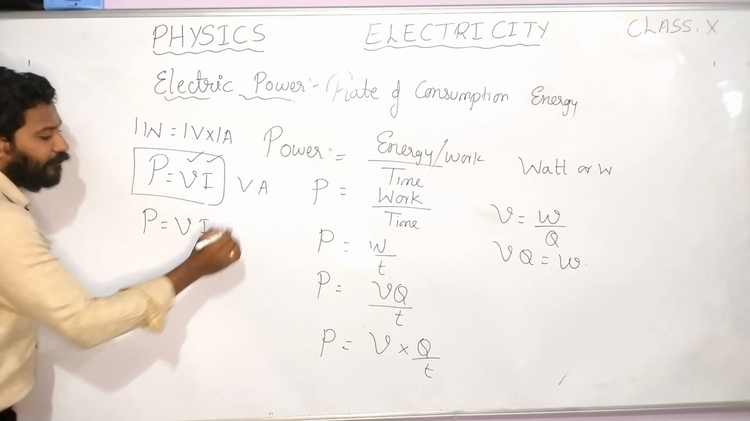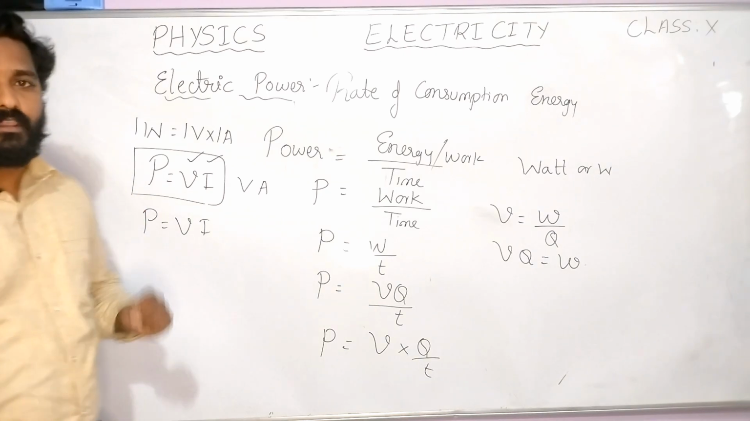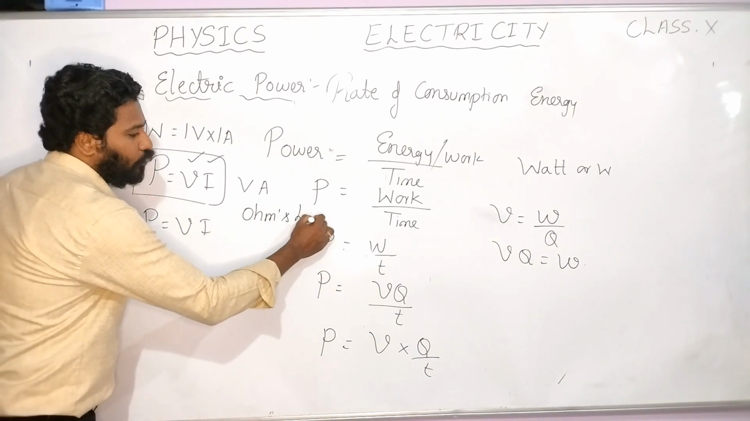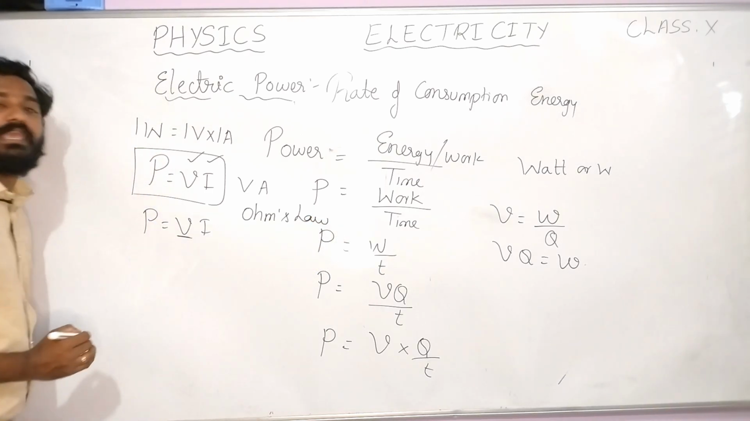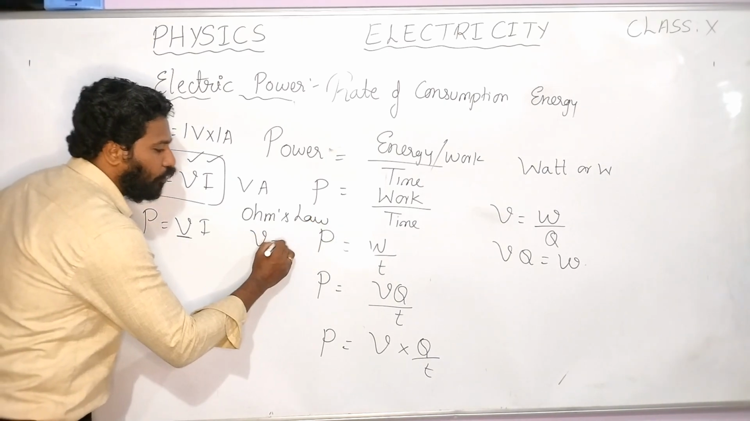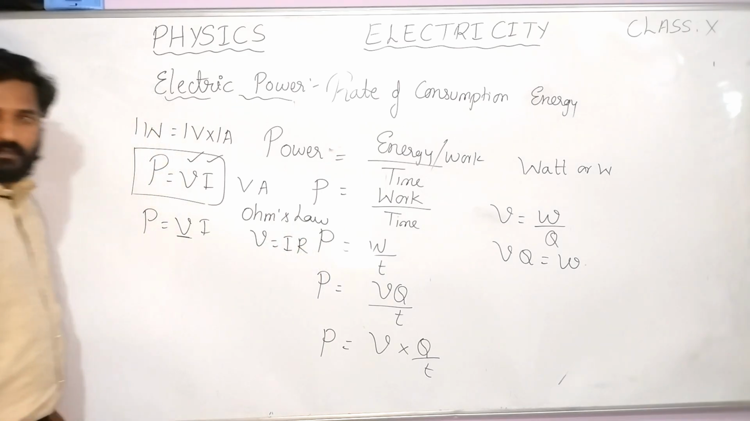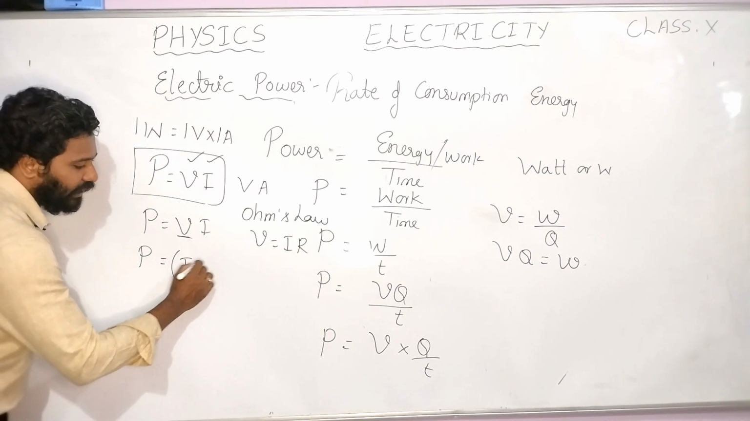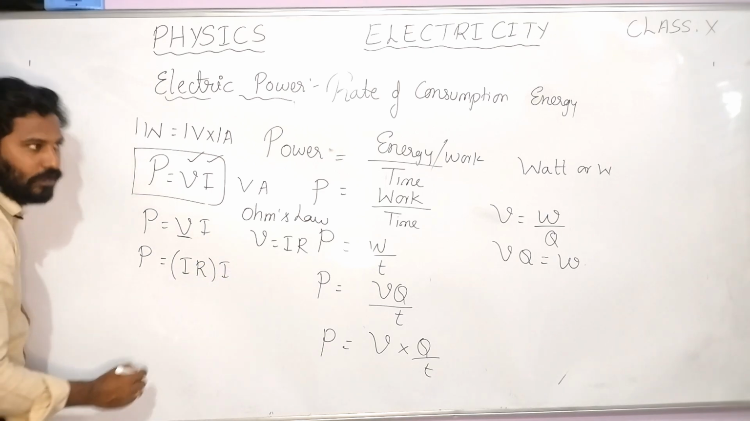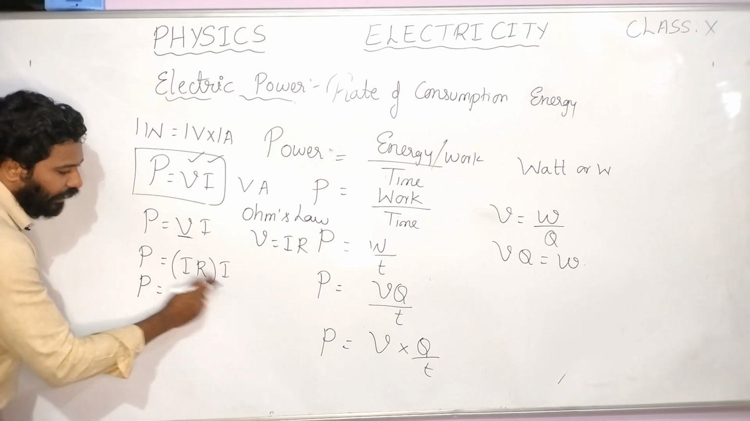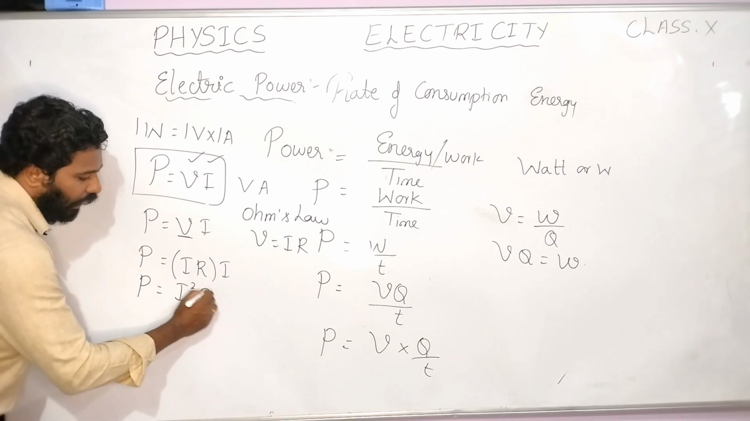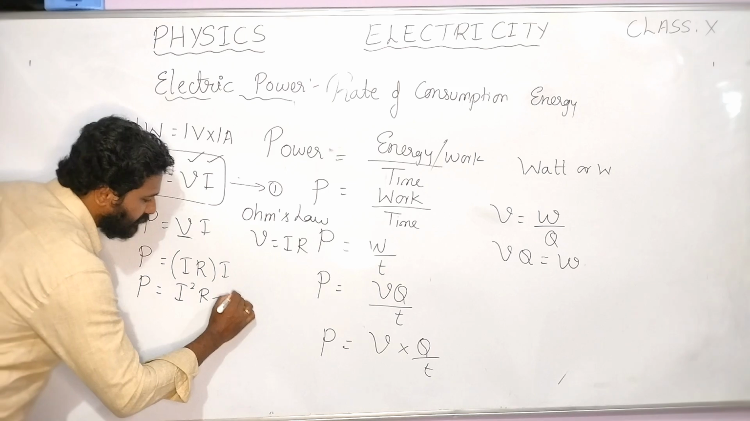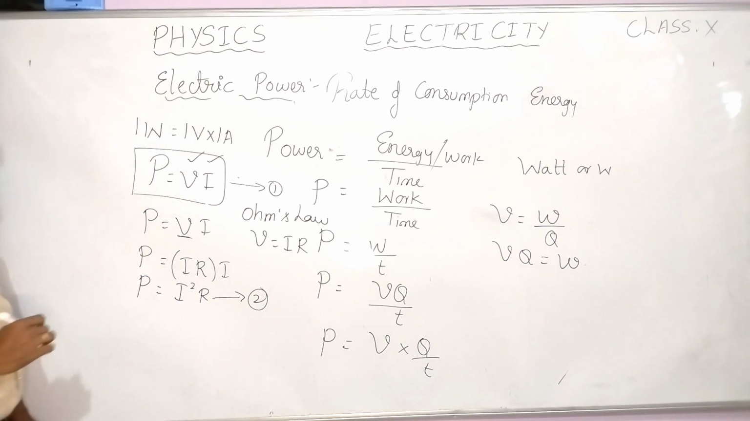Now P is equal to VI. We will use Ohm's law here. According to Ohm's law, first I will replace V. V is equal to, according to Ohm's law, IR. So when I substitute IR instead of V, P is equal to I into I R, that is I square R. So this is the first expression of power, and this is the second expression of power.